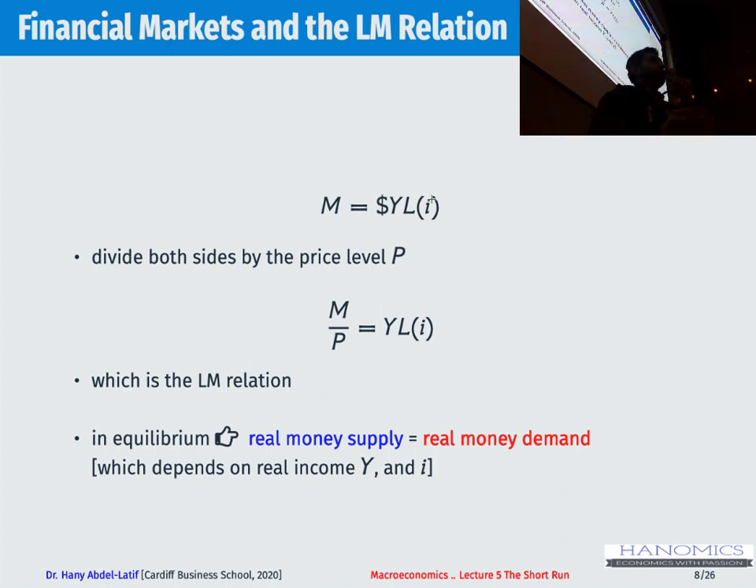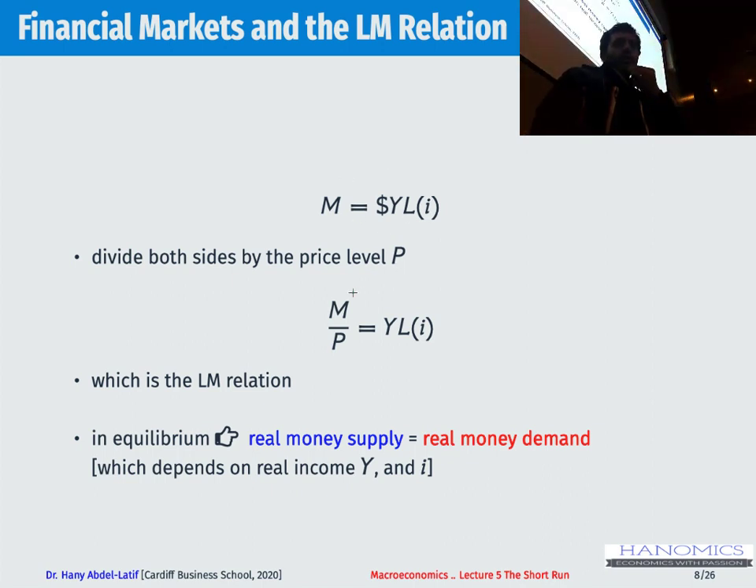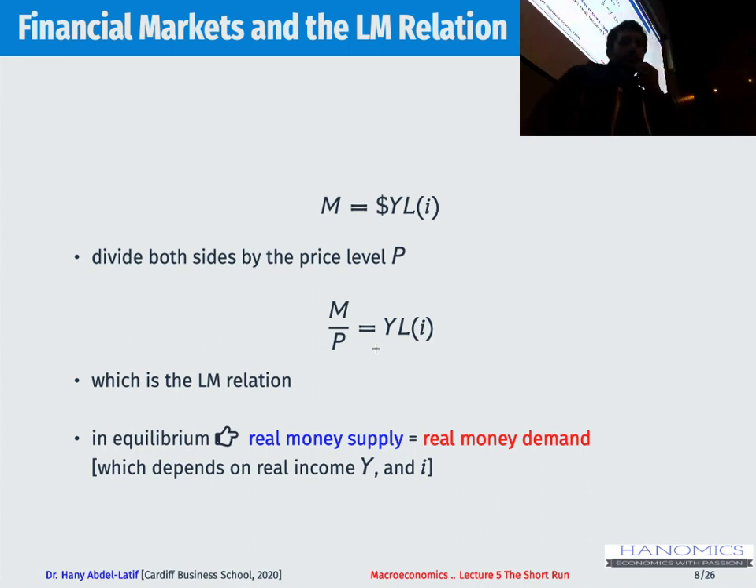So what we're going to do here, I'm going to divide both sides by the price level, which will give me M over P. This is the real money supply, equals, now rather than having the nominal income here, I'm actually having only Y, because the nominal income divided by the price gives you the real income. So what we have here is real money demand, or real demand for money, on the right-hand side. Okay? So that will make it easier, or more convenient, now when we derive the LM curve.